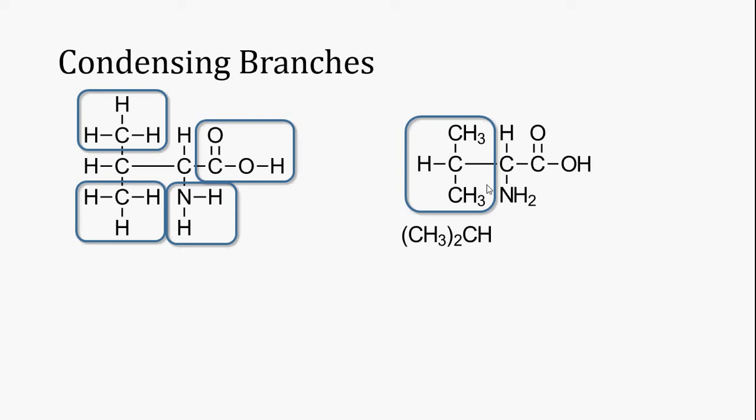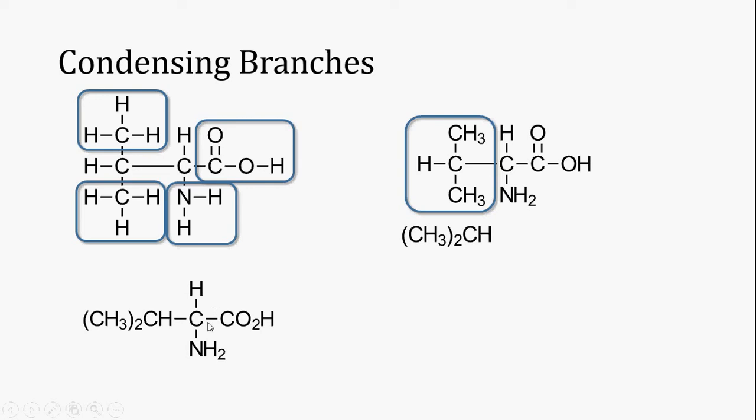like perhaps you've done in writing out the formula of a complex ion or an ionic compound with multiple copies of the same ion. So we have two CH3s attached to the same carbon. We group them together in parentheses.